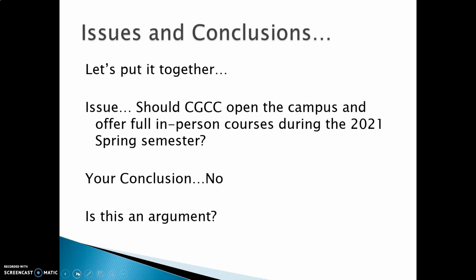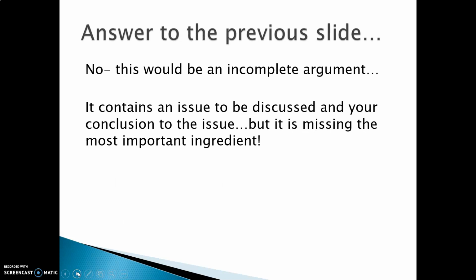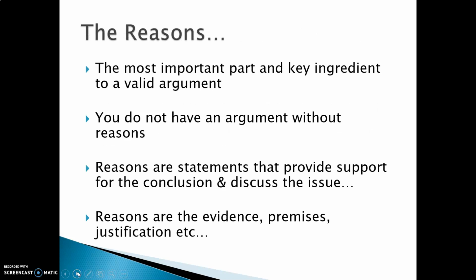Now let's put the two together. Issue: should Chandler Gilbert open the campus and offer full in-person courses during the spring semester? Your conclusion, maybe you say no. Is this an argument? Not quite. It's an incomplete argument because it has your issue, it has your conclusion, which is your stance, but it's missing the most important ingredient. The most important part and key ingredient to a valid argument are the reasons.